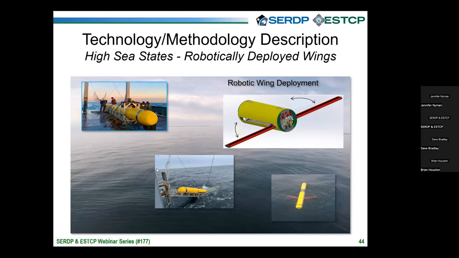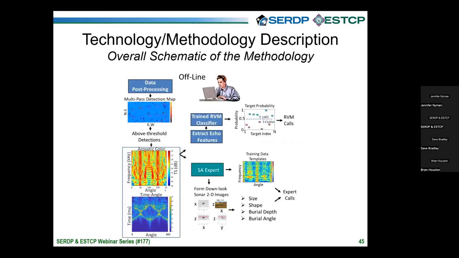High sea states can be handled quite readily with this approach. And the vehicle sonar system is no more sensitive or fragile to a high sea state with the wings than it is in the more conventional side look sonar.